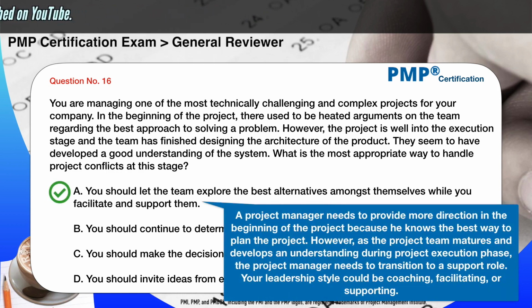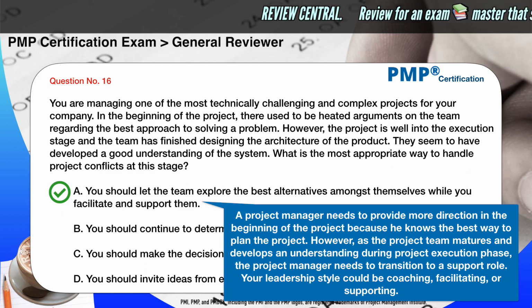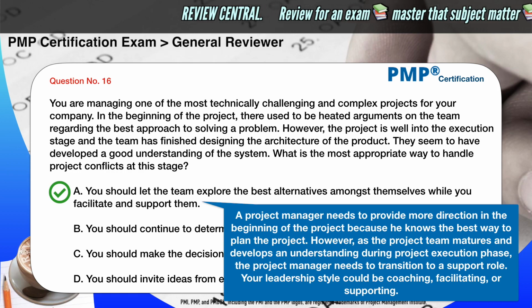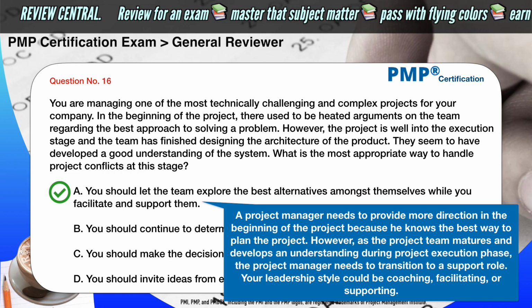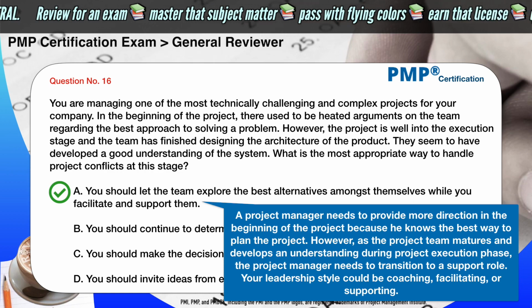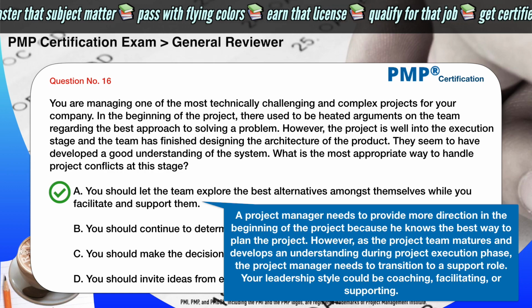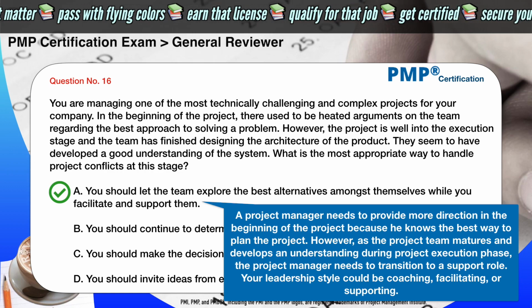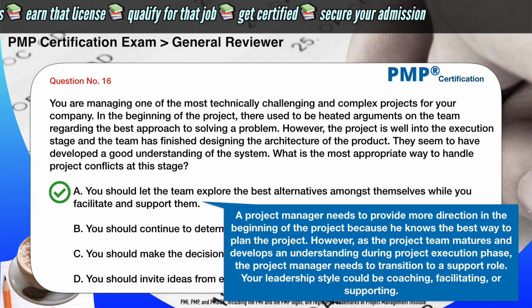The correct answer is A. You should let the team explore the best alternatives amongst themselves while you facilitate and support them. A project manager needs to provide more direction in the beginning of the project because he knows the best way to plan the project. However, as the project team matures and develops an understanding during the project execution phase, the project manager needs to transition to a support role. Your leadership style could be coaching, facilitating, or supporting.